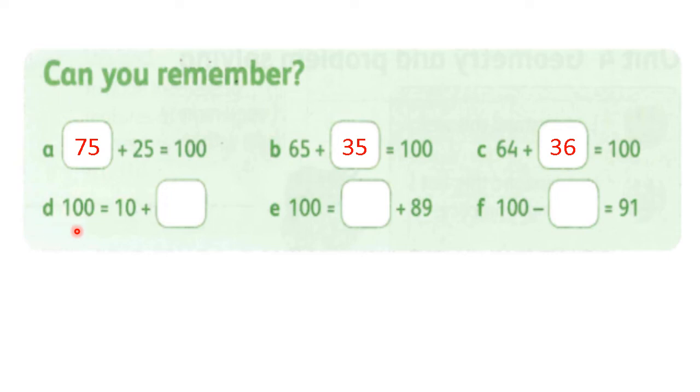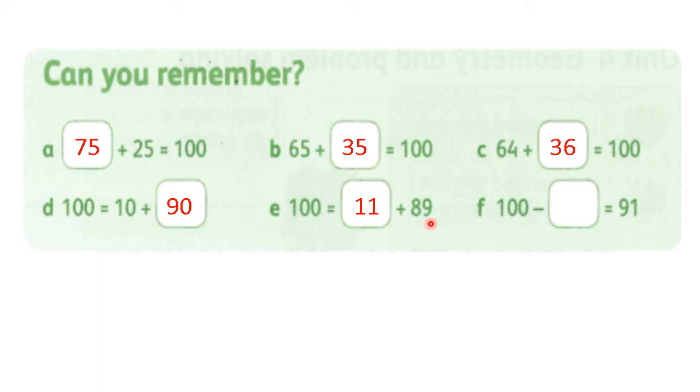D. 100 equals 10 plus 90. We can use this to calculate E. 100 equals a number plus 89. 89 is 1 less than 90, so I have to add 1 more than 10. 100 equals 11 plus 89.